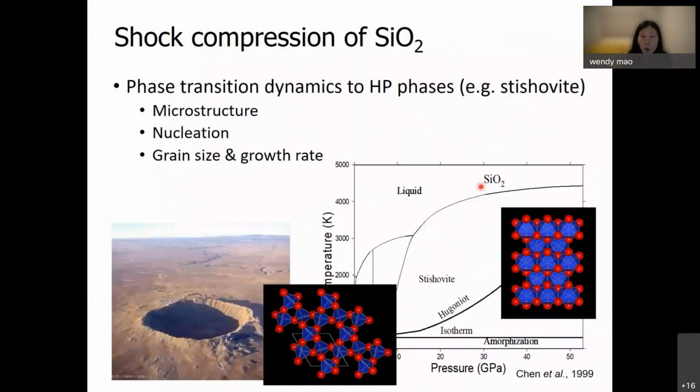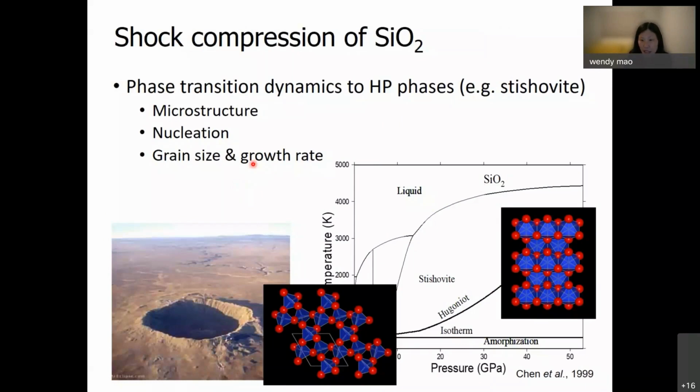And so one of the first LCLS experiments from our group was led by Ariana Gleason, who was a postdoc at the time, but now is a staff scientist at SLAC. And she wanted to look at phase transition dynamics in SiO2. So again, SiO2 is a very fundamental material, also abundant on the Earth's surface, and it's been studied extensively both by static and dynamic compression techniques.